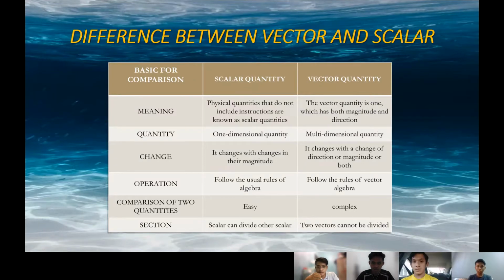Change of scalar is a change in magnitude. Change of vector is a change with a change of direction or magnitude or both. Operation of scalar follows the usual rules of algebra. Vector follows the rules of vectors. Comparison of two quantities of scalar is easy, but vector quantity is harder. Division of scalar: a scalar can divide another scalar, but two vectors cannot be divided.